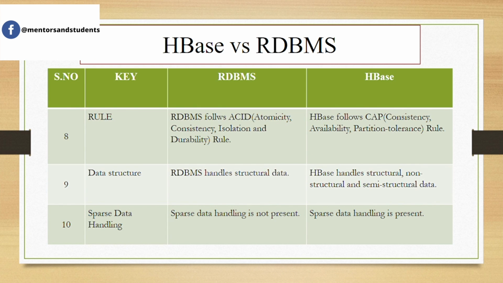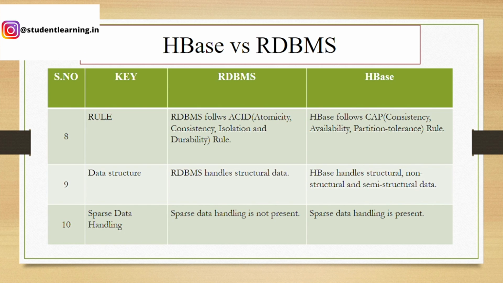Next rule: RDBMS basically follows the rule of ACID. ACID means atomicity, consistency, isolation, and durability. But HBase follows only CAP. CAP means the consistency, availability, and partition tolerance rule. It's a very important part of HBase.